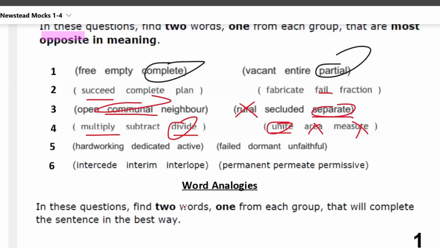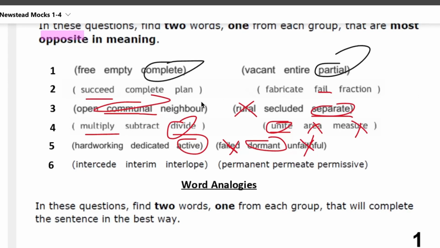Question number 5, we have hardworking, dedicated, active, failed, dormant, and unfaithful. I guess dedicated and unfaithful have similar, if you're a dedicated partner, for example, but then you can be unfaithful, but they're not really complete opposite meanings. And failed doesn't have that much of an opposite word in this group of words. However, dormant and active, if you think of a volcano, are exact antonyms. Dormant means the volcano is not active anymore, so they are opposites.